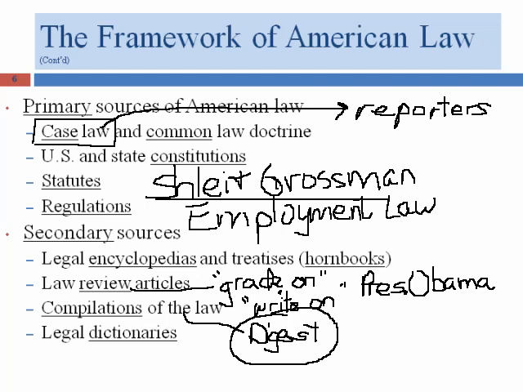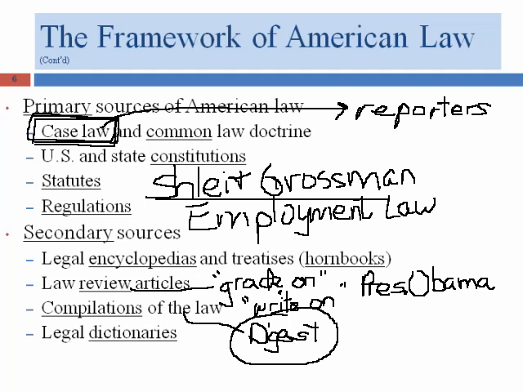And these digests don't really tell you what to think about these cases. They just tell you where to find them and what the topic is. But you can see helping you find the primary source of law is a very important aspect of secondary sources. It's more important with case law than anything else because case law is pretty unwieldy to find on your own.